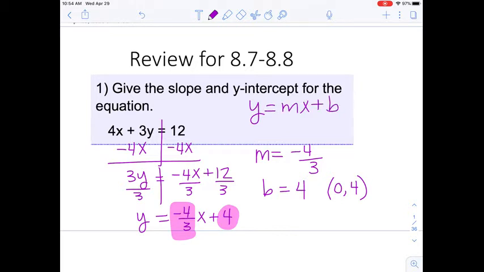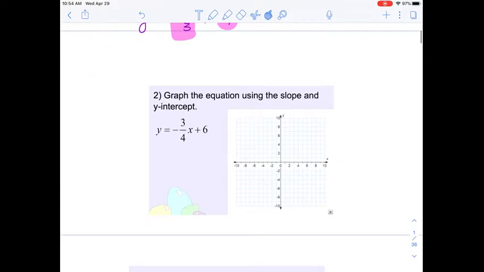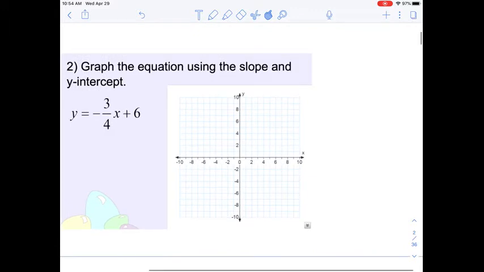So again, that slope-intercept form is y equals mx plus b, where m is the slope and b is the y-intercept.